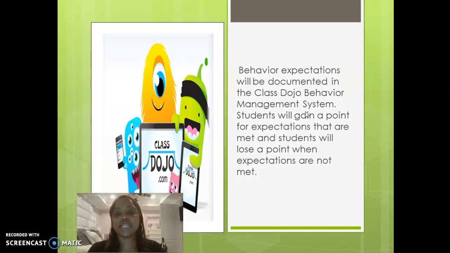Behavior expectations will be documented in the Class Dojo behavior management system. Students will gain a point for expectations that are met, and students will lose a point when expectations are not met. Class Dojo utilizes the behavior management theory that positive and negative behaviors will be reinforced.